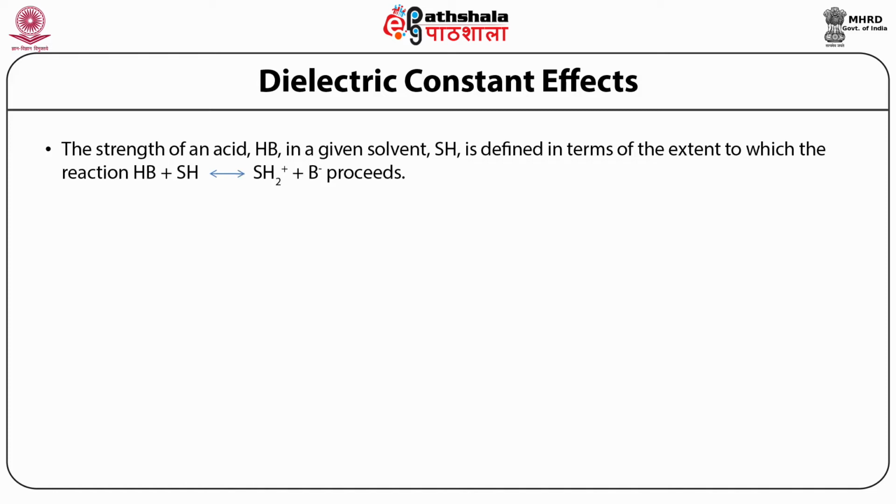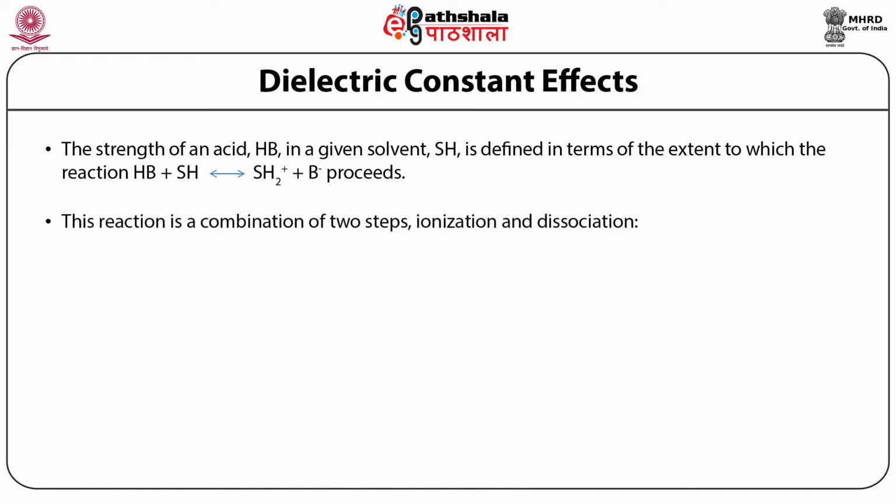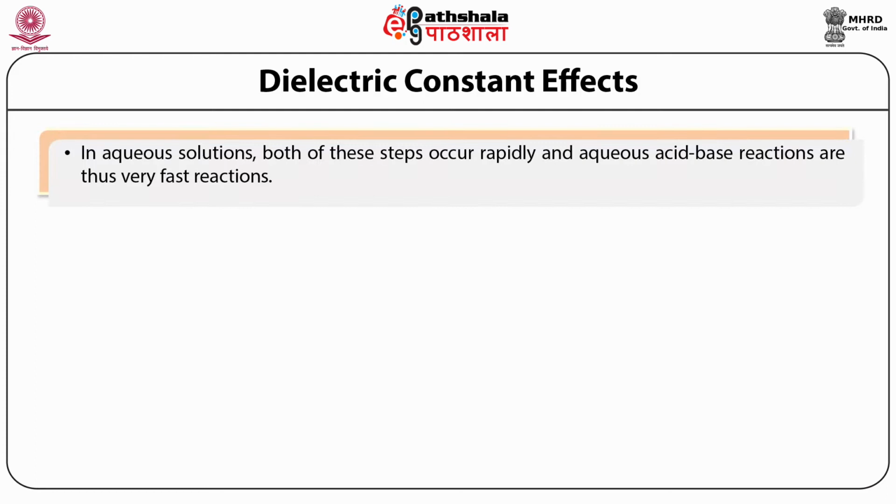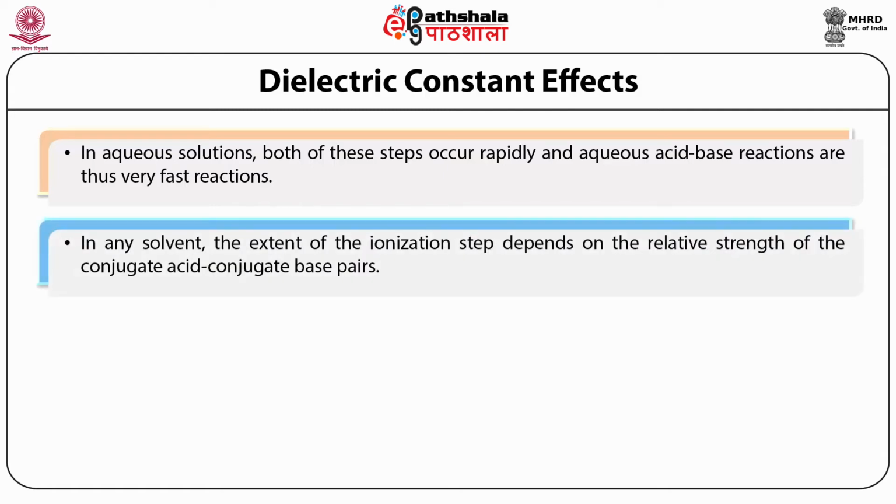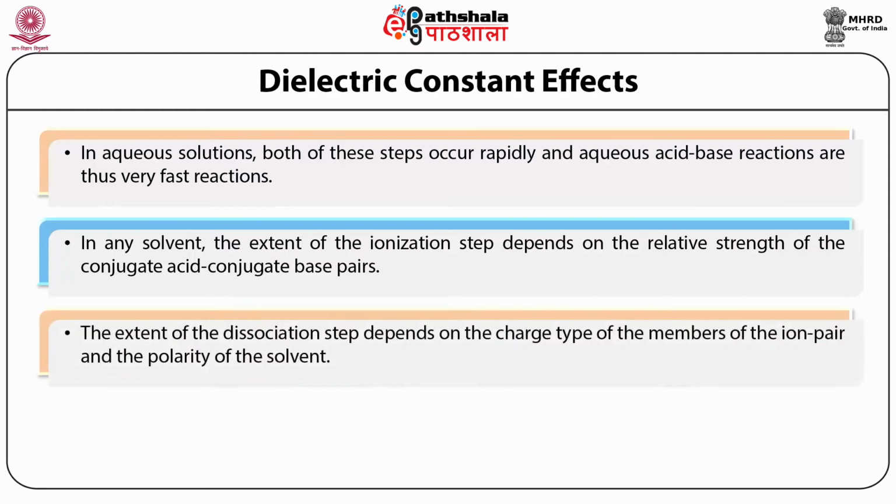extent to which the reaction HB plus HS in equilibrium forms SH2 plus B proceeds. This reaction is a combination of two steps, ionization and dissociation. In aqueous solutions, both of these steps occur rapidly and aqueous acid-base reactions are thus very fast reactions. In any solvent, the extent of the ionization step depends on the relative strength of the conjugate acid-conjugate base pairs. The extent of the dissociation step depends on the charge type of the members of the ion pair and the polarity of the solvent.